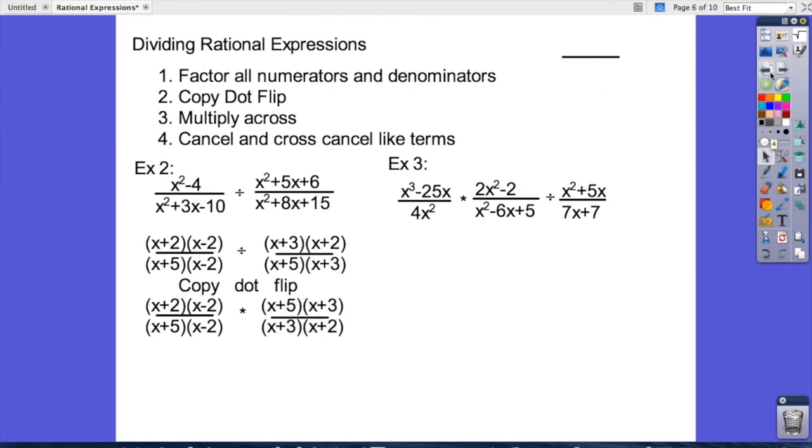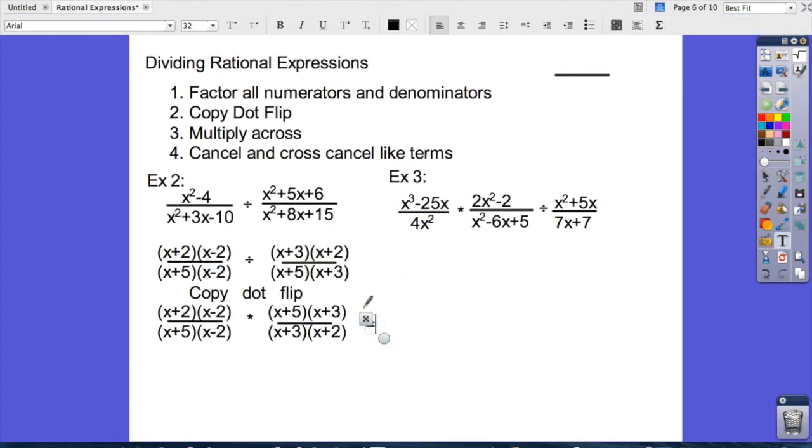So now that we've copied dot flip, we're going to move on to step 3. When we do that and we multiply, we are going to get x plus 2, x minus 2, x plus 5, x plus 3, and then the denominators, again, same exact thing, we're just multiplying across.